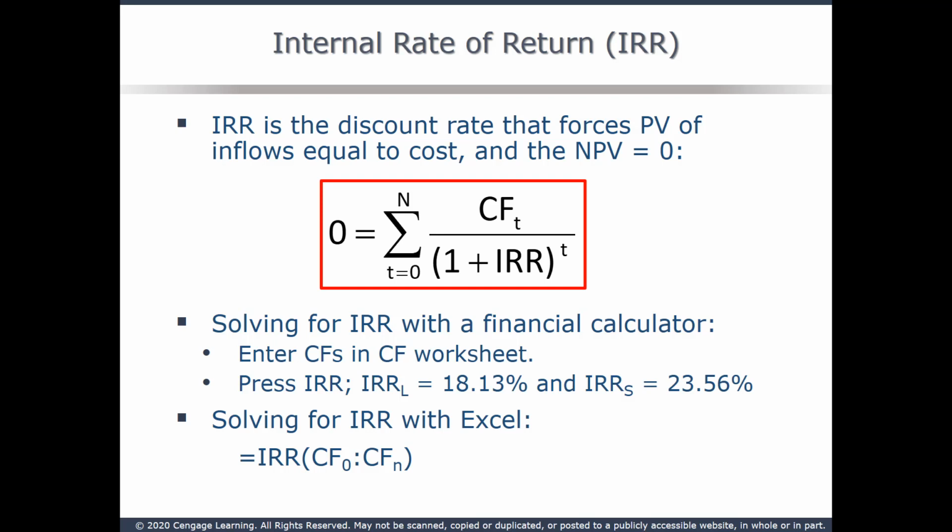In the TI BA II Plus, enter the cash flows just as you did to solve for NPV. Or if you just solved for NPV, the values are still in the CF worksheet. Instead of pressing NPV, press IRR and then compute. In Excel, the IRR function allows you to enter a guess, but it's not required. And the IRR function does expect the entire cash flow range, from CF0 to the end.